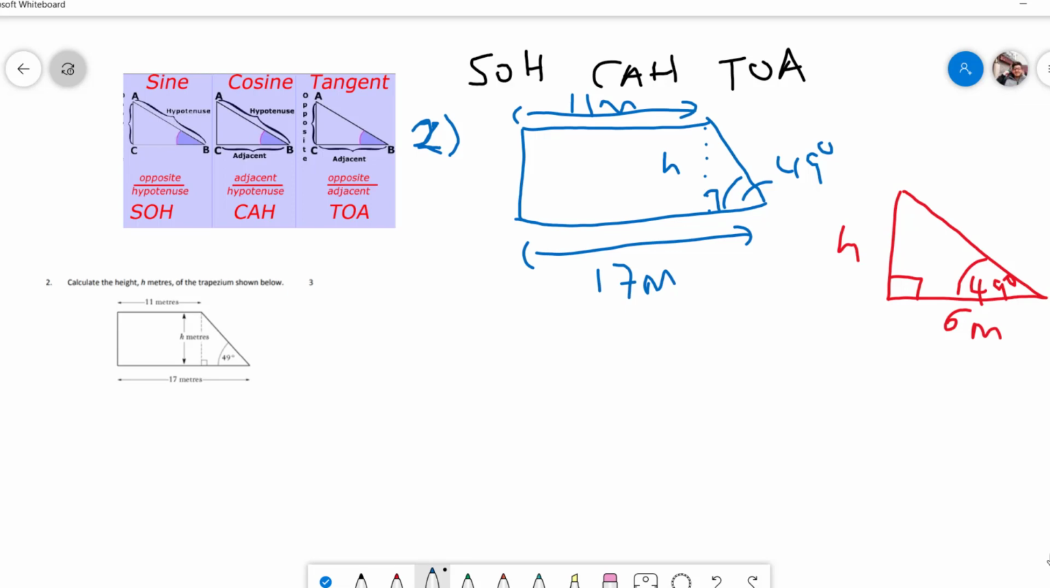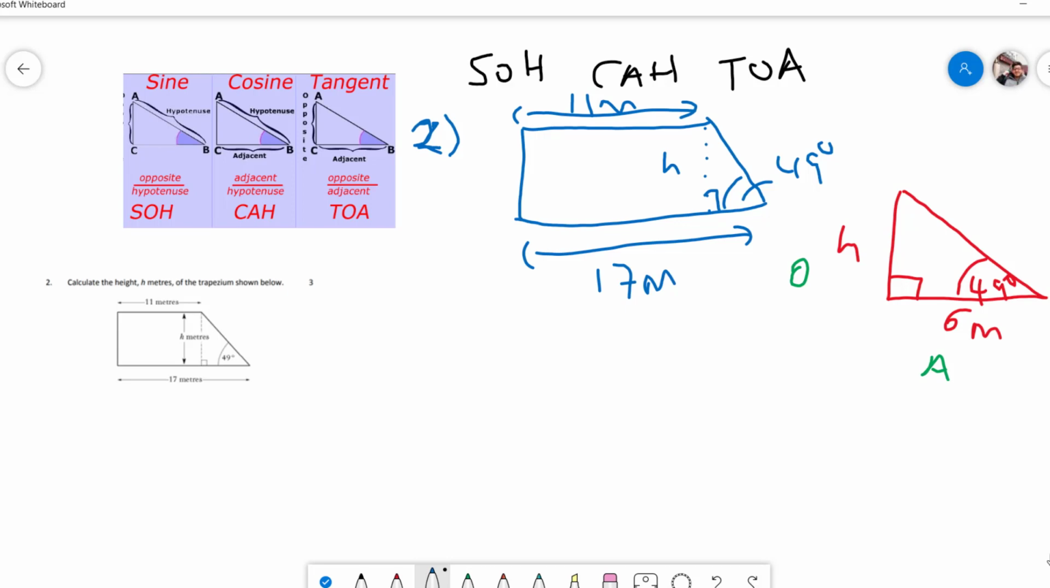So what do we have? We have that side opposite the angle, which is O, which is labeled as h. And we don't have the hypotenuse, but we do have the adjacent. So we have O and A. So what formula consists of O and A? Well, that's the tangent formula, opposite over adjacent, otherwise known as TOA.